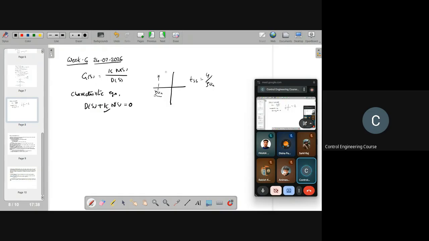So if the pole location changes, your settling time will change. If the pole is closer to the origin, then the settling time will be more. If it is away from the origin, then it will be less. Likewise, if zeta changes, then the overshoot will change. So as k changes, not only the stability properties of the system, but also the transient characteristics will change.